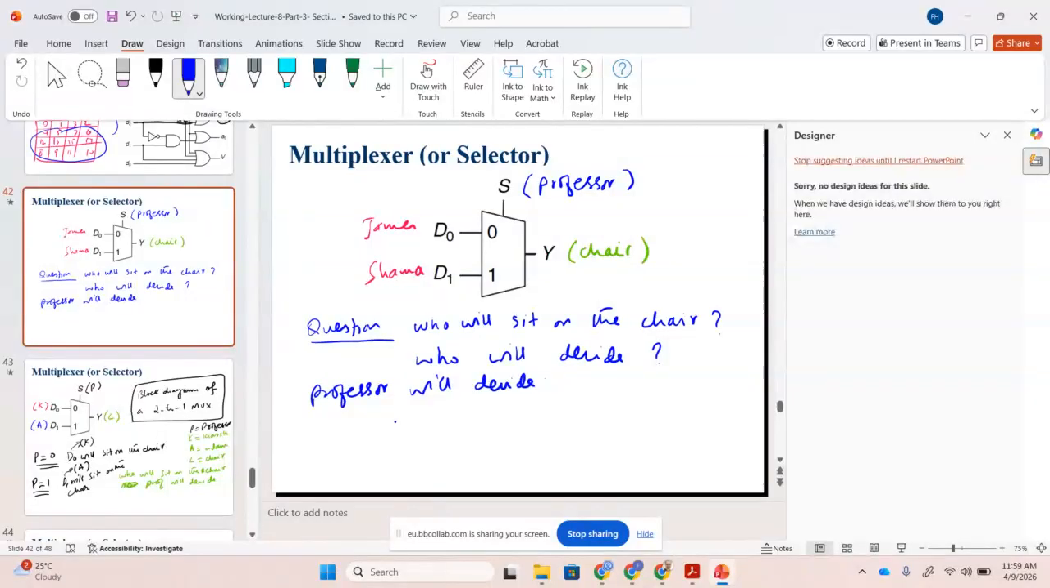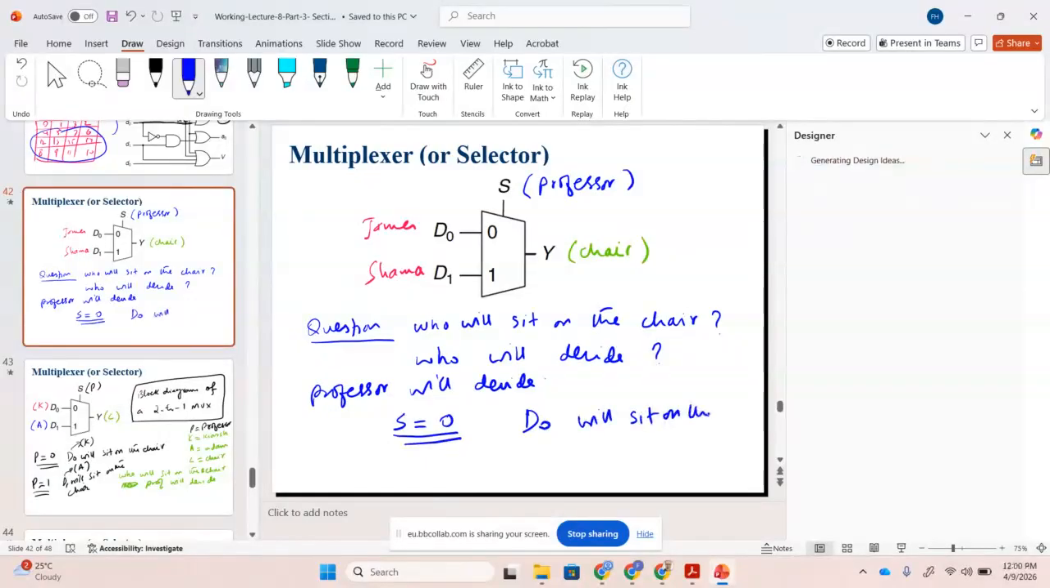So there are 2 possibilities for S, which is the professor. If S is 0, who will sit on the chair? D0, because D0 is the index 0. So D0 will sit on the chair. And if S is equal to 1, D1 will sit on the chair. Got it or not got it? Clear or not clear?